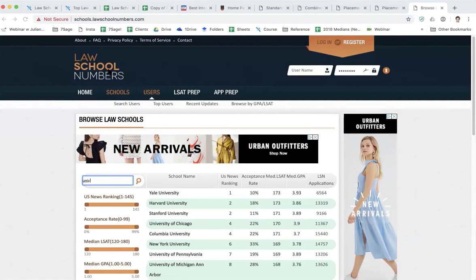Happy to be here. So I had a question, and David, I had a correction. It's not on law school numbers. It's on law school transparency. That's generally what I use because they pull it straight from the ABA stuff.